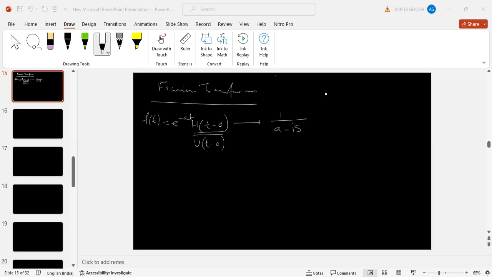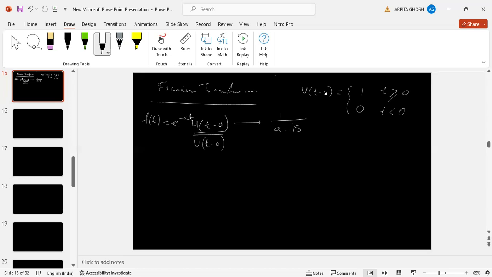Unit step function. So U(t minus 0) or H(t minus 0) has got two values. Unit means 1, so it has got one value, 1, and the other value is 0. Step function means discontinuous function. One value is 1, for t greater equal to 0, and 0 for t less than 0.